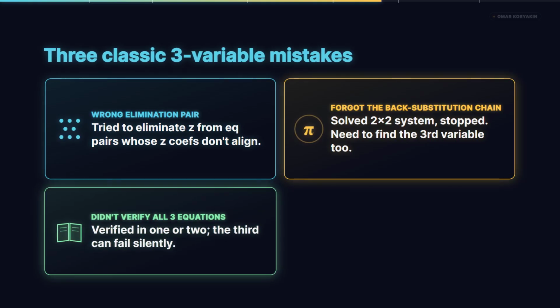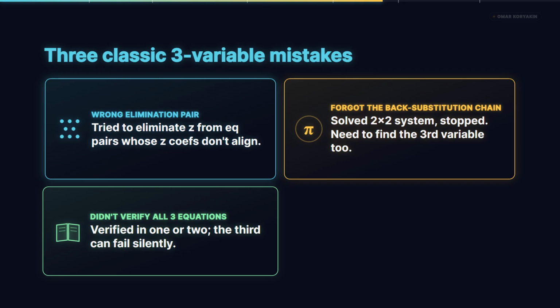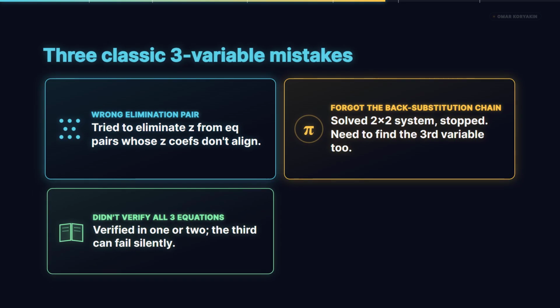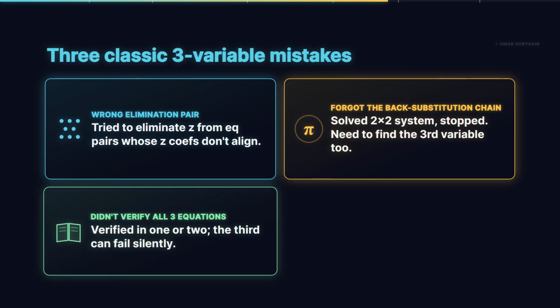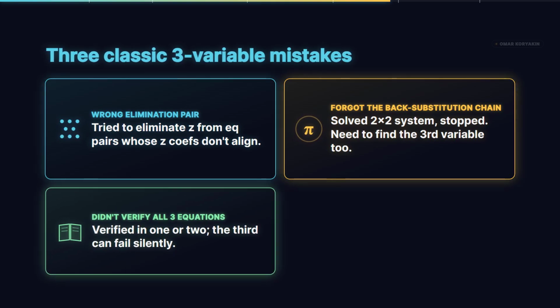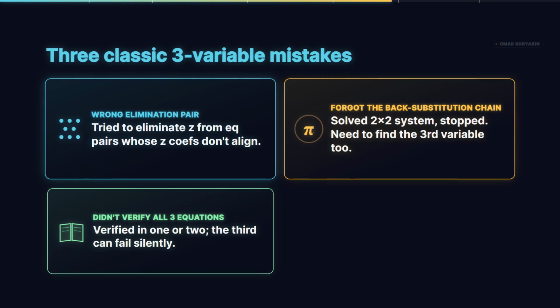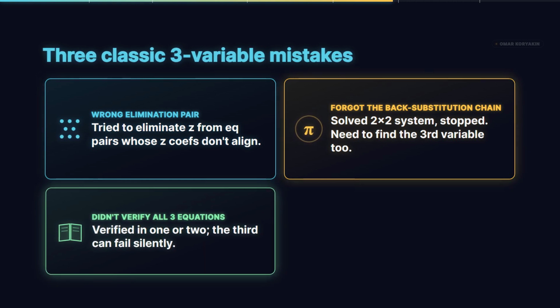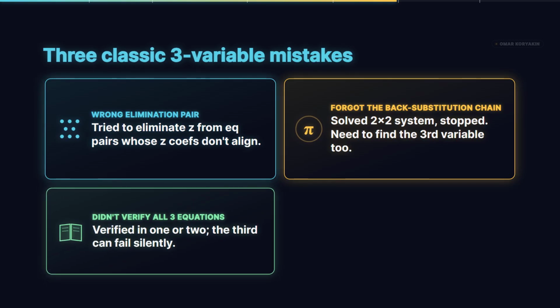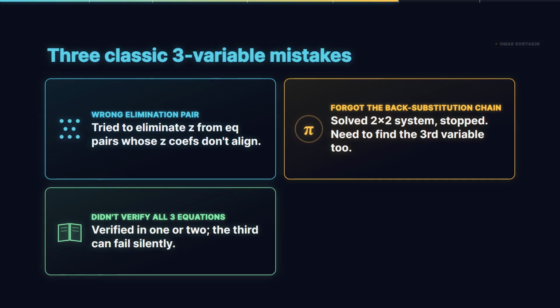Third mistake: verifying the solution in only 1 or 2 of the 3 original equations rather than all 3. A student substitutes the solution into equations 1 and 2, finds both match, and skips the verification in equation 3. If the system has a subtle algebraic error in step 1 or 2, equation 3 can fail silently while 1 and 2 pass. The fix is to always verify in all 3 original equations as the final step. 3 matches gives high confidence, a single failure flags an error that needs revisiting.